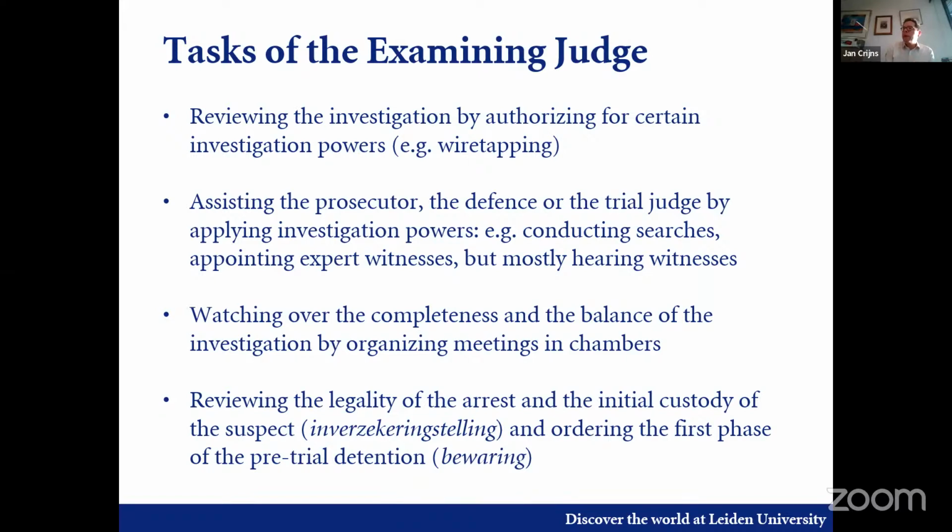Most of the investigation powers can be applied by the prosecutor autonomously, but some investigation powers infringe so heavily on the human rights of the citizen that the legislator chose to make these only available to the prosecutor after authorization of the examining judge. So, for instance, when the public prosecutor would like to wiretap the suspect, then he needs an authorization of the examining judge. Only when the examining judge says, okay, it's legal to wiretap the defendant in this case, only then the prosecutor may order this wiretapping.